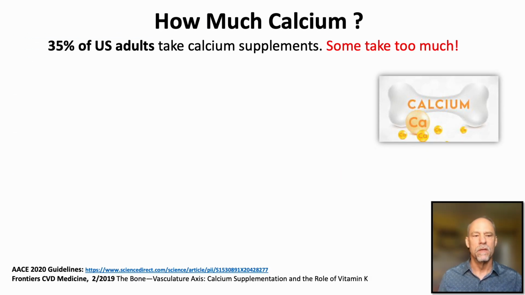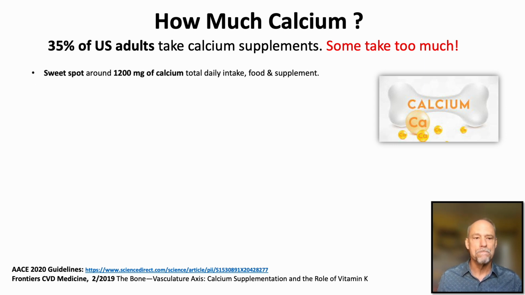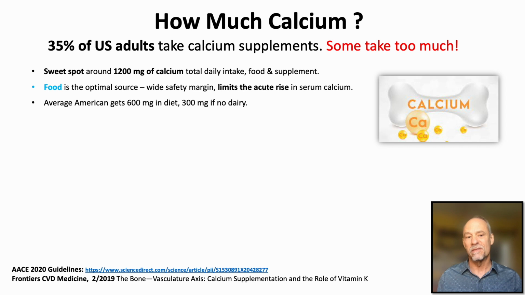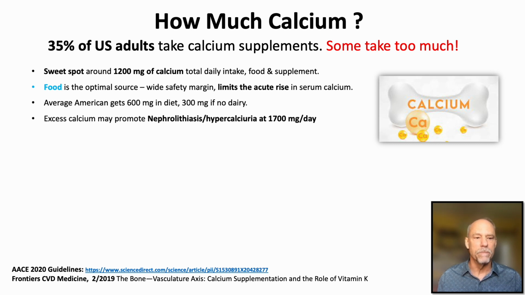How much calcium? Well, lots of adults take calcium supplements and many take too much. The sweet spot is to get about 1,200 milligrams of calcium, mostly from food and possibly some from supplement as well. Food is the optimal source. It has a wide safety margin. And when you give a big dose of calcium, so you give 500 milligrams of calcium carbonate, you get a big bolus in the bloodstream, and that's really not the best way to do it. The average American gets about 600 in their diet, and if they're not having dairy, about 300. So you don't need to supplement that much to get them to the 1,200.